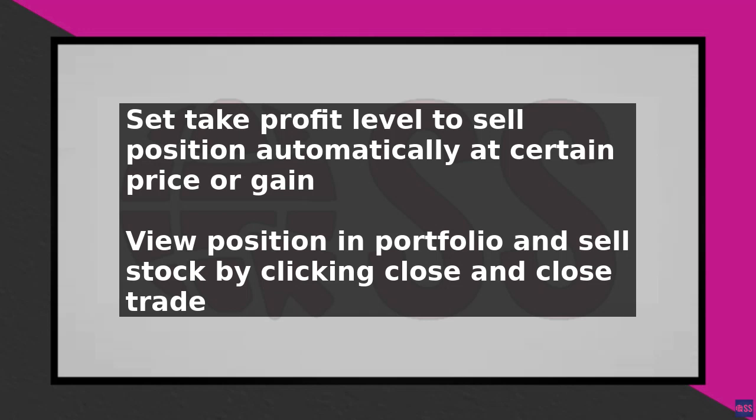Additionally, you can set a take profit level, which will sell the position automatically when it reaches a certain price or percentage gain. You can also choose to short a stock if you expect its price to drop, in which case you'll make money if the price does indeed decrease. Once you've entered all the details, you can click Buy or Short to execute the trade. After that, you can view your position in your portfolio, including your profit and loss, and sell the stock by clicking Close and then Close Trade.